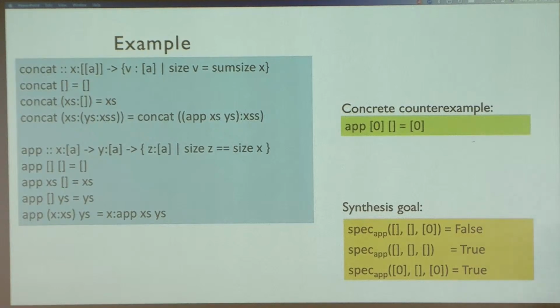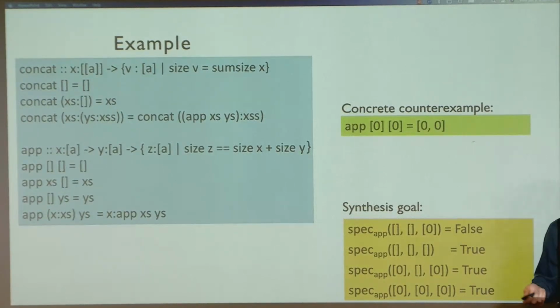So come up with another specification, right? Size of the output should be equal to the size of the first input. Well, no, we get another concrete counterexample where the second list has something in it. And so we just repeat this process over and over until we reach a correct specification for app.